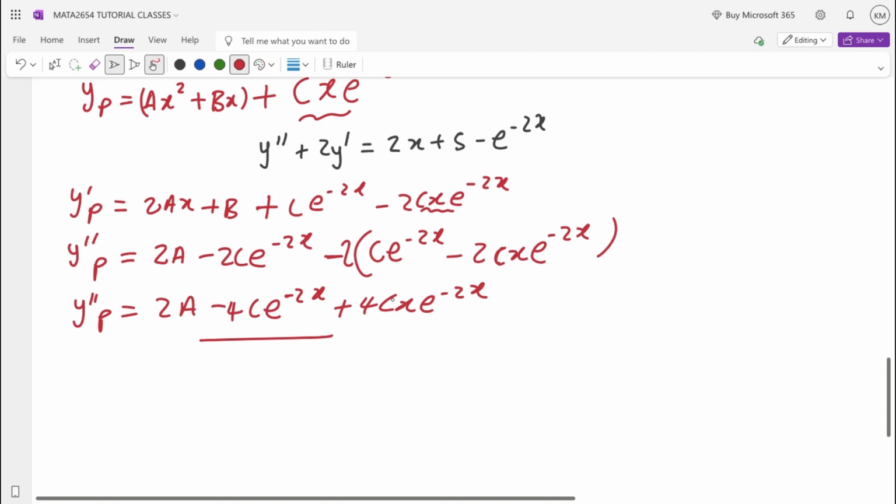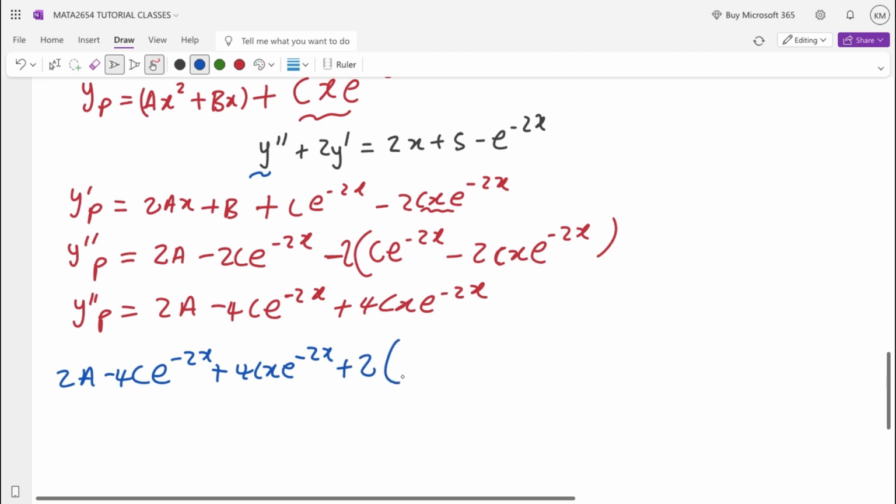So now let's go and plug into our differential equation and equate everything, so we can find our unknown values of a, b, c. So here, for y double prime we plug in 2a minus 4c e to the minus 2x, then plus 4cx e to the minus 2x, just like that. Then we have plus 2 times y prime. Y prime is basically this one.